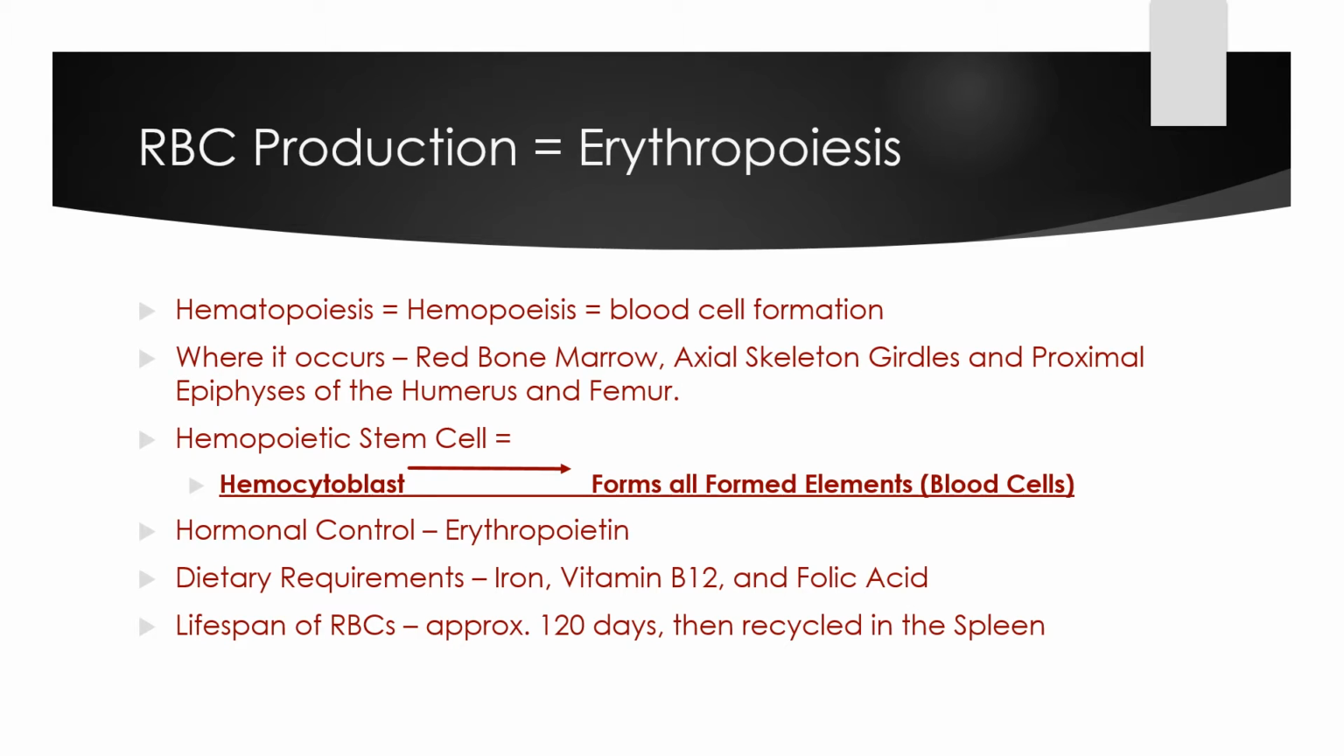So where do red blood cells come from? They come from a process known as erythropoiesis. It starts out as hematopoiesis, blood cell formation. It occurs in red bone marrow, the axial skeleton girdles, and proximal epiphyses of the humerus and the femur. All red blood cells start out as hemocytoblasts. This process is influenced by the hormonal control of erythropoietin and dietary requirements such as iron, vitamin B, and folic acid. If either of these, the hormonal control or dietary requirements, are not met, clinical problems may occur. We will talk about those next.